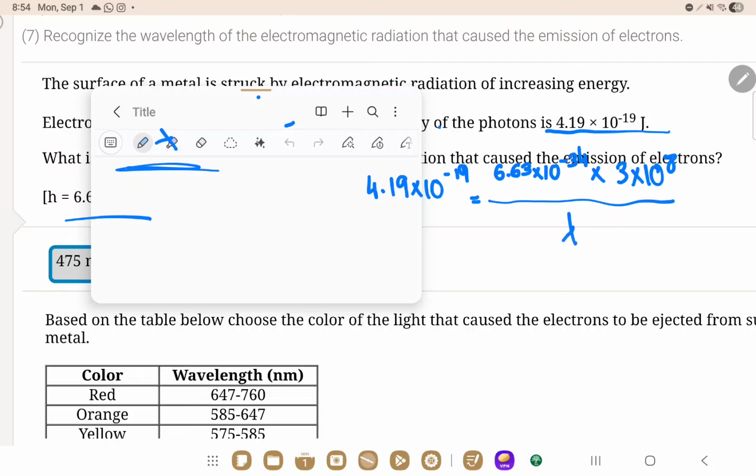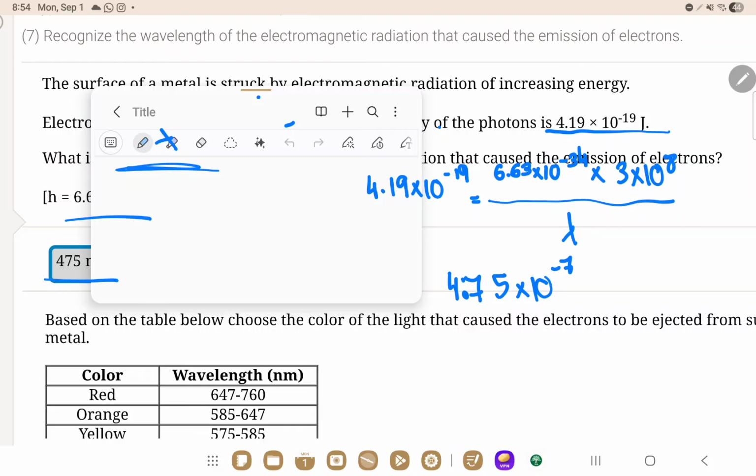When you solve this on your calculator, you're going to get a number like... wait, let me solve it on my calculator and tell you what number I get. You get an answer of about 4.75 times 10 to the power negative 7. Okay? Now here they want the answer in nanometers.